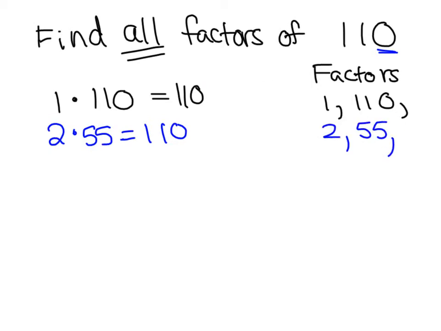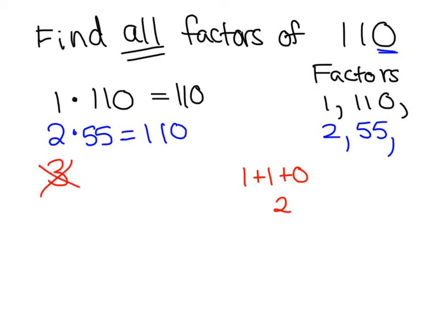All right, next up, I'm going to try 3. Now, in order for 3 to divide into a number, the sum of the digits must be divisible by 3. So if we take 1 plus 0, we got 1 plus 1 is 2, plus 0 is 2. Is 2 divisible by 3? No, so 3 won't work.